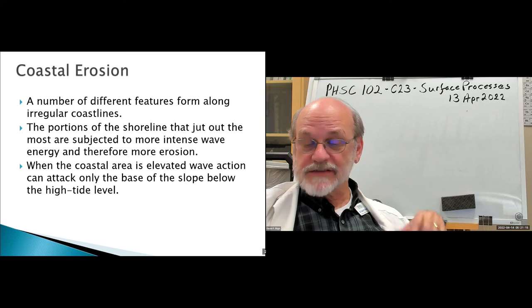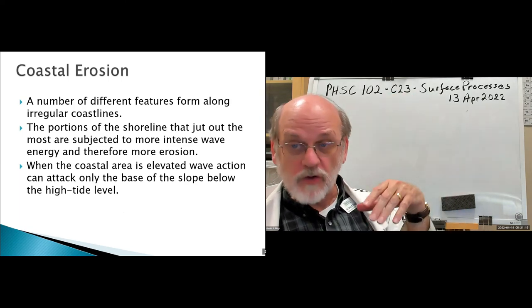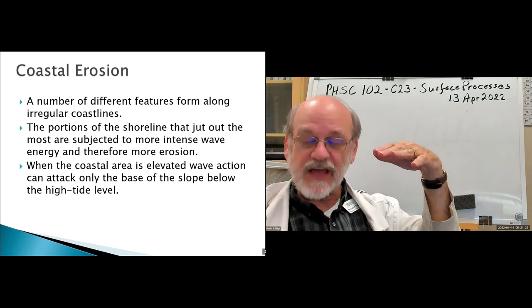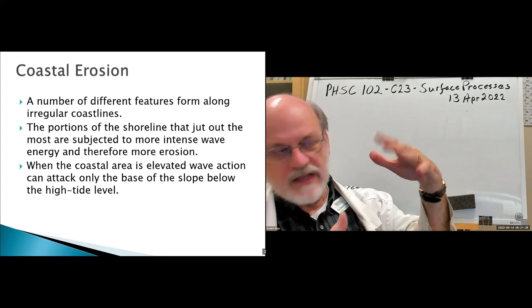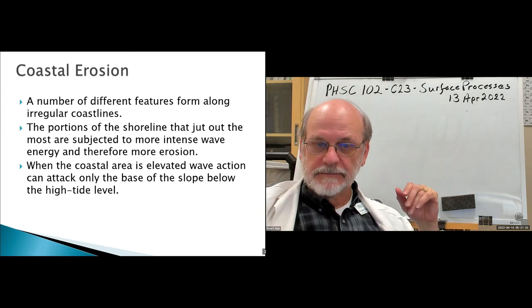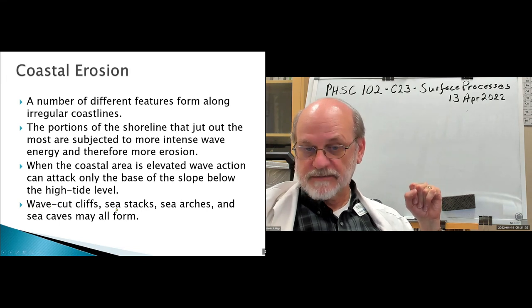So if the coastline is elevated, like you have a cliff coming right out to the ocean, the erosion is only going to occur at the lower levels, as high as the tide gets and as high as the waves can reach, right? So you can develop erosion down here with an overhang sometimes. You can get wave cuts into the cliff face.